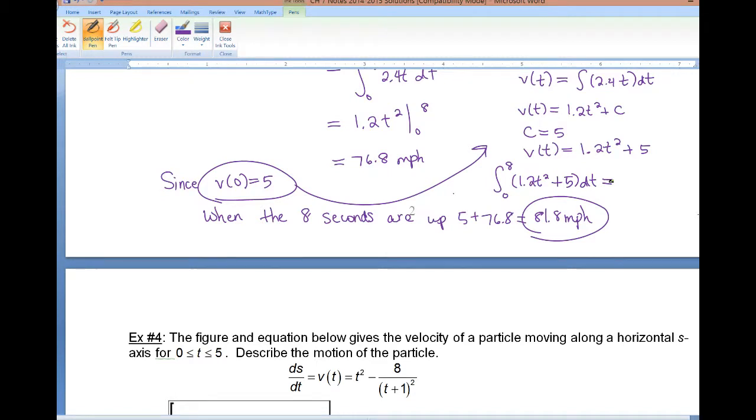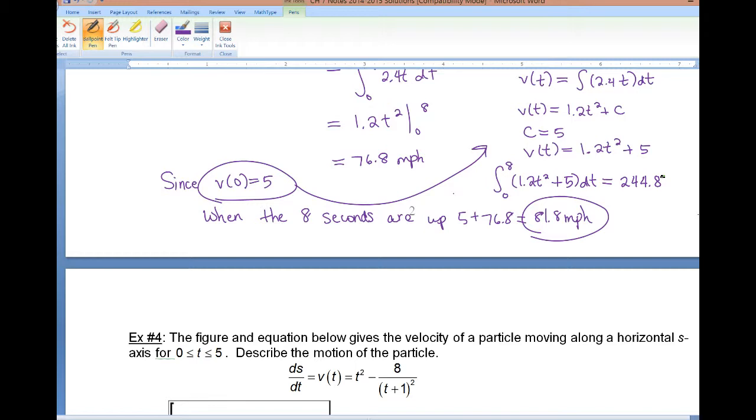Okay, so now we want to integrate this. If you want, you can do this on your calculator, that's fine. I know that you guys can do this. So now I'm just plugging in. You guys did well enough on the last test. You could integrate this by hand. It would be 1.2 t to the third over 3 plus 5t evaluated from 0 to 8. Got it. 244.8. Why waste the time if you have a calculator?